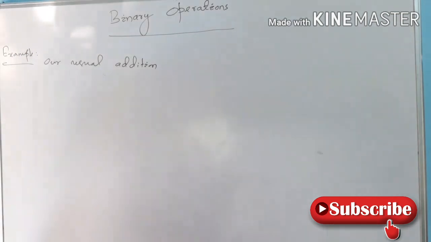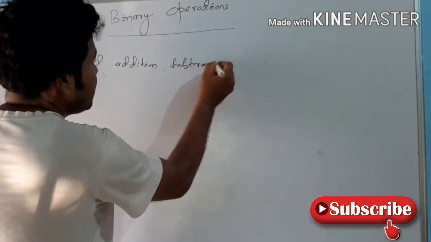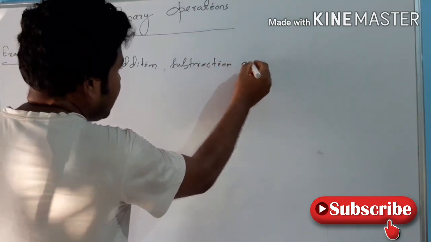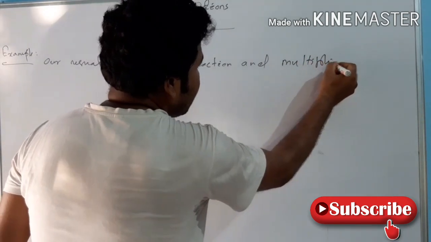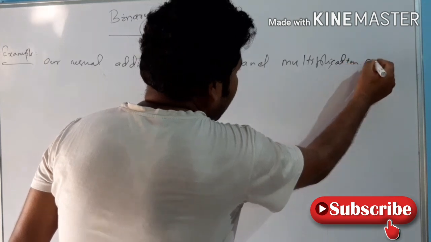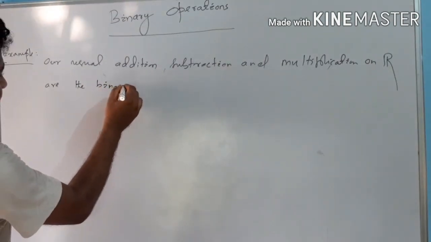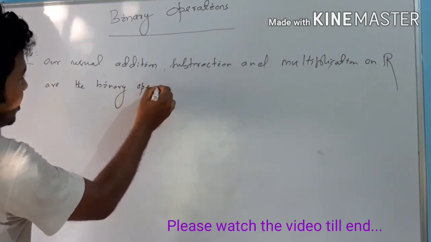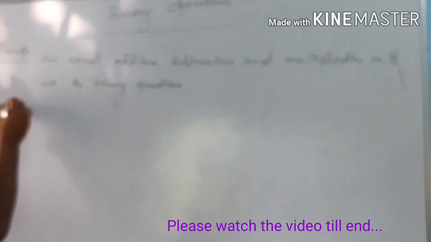Example: our usual addition, subtraction and multiplication on the set of real numbers are binary operations. So I would like to illustrate this one.